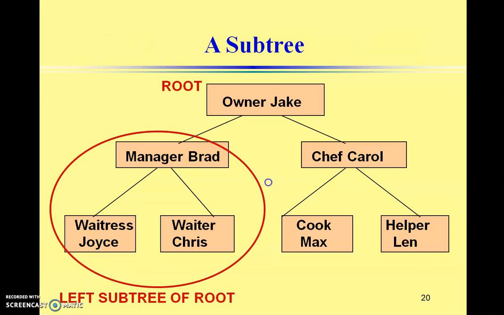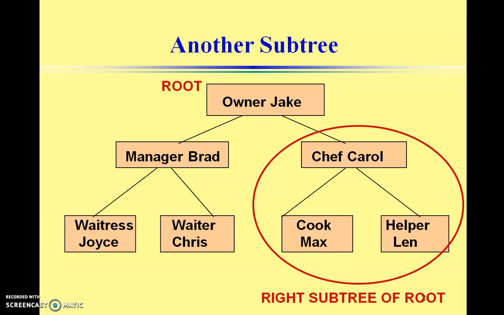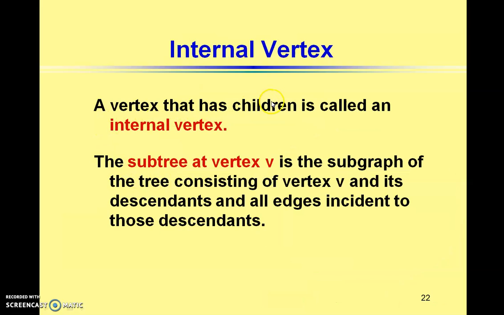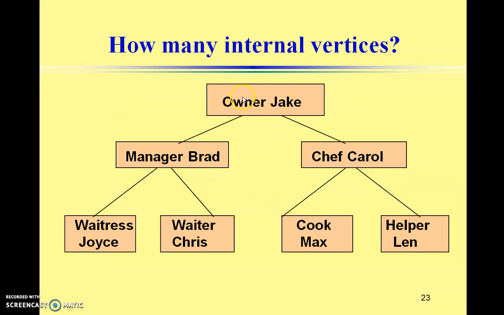And this is a left subtree, a right subtree, if you can make a tree out of something below it. A vertex that has children is called an internal vertex. A subtree at vertex V is the subgraph of the tree consisting of vertex V and its descendants, and all the edges incident to those descendants. So everything below it. So how many internal vertices? This is an internal vertex. These are the descendants, waitress, and the cook.